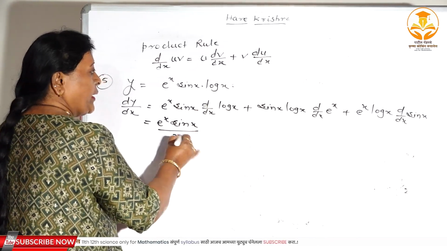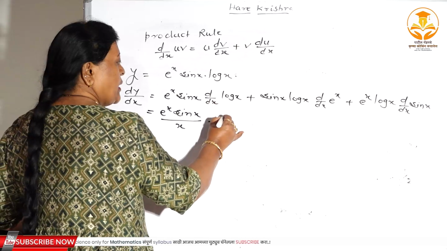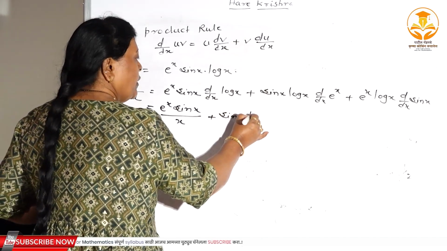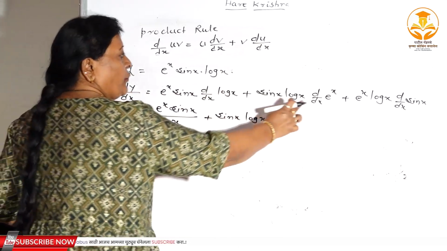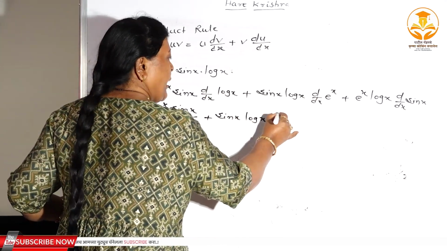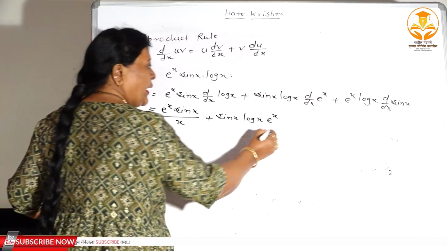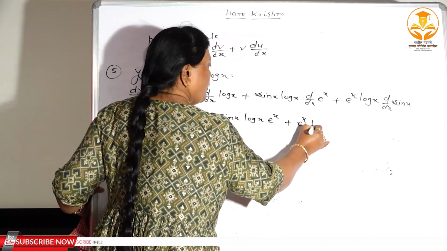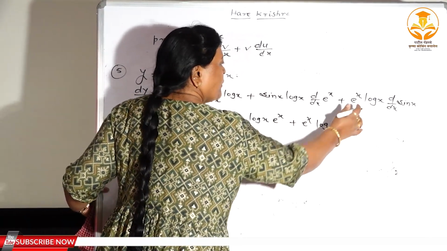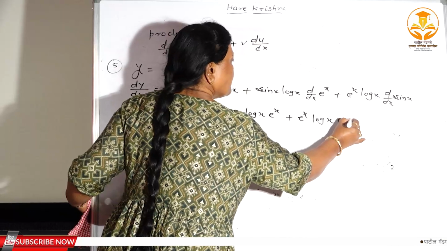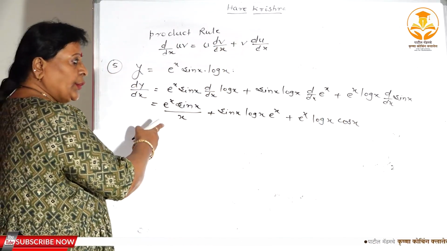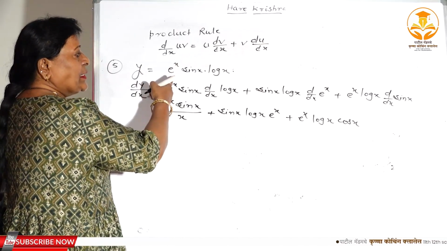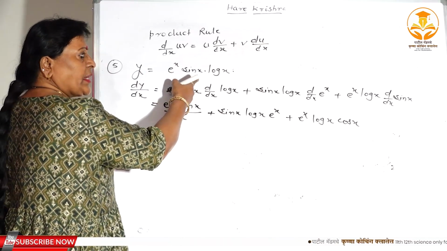That is equal to 1 by x, sin x log x remain as it is. What is the derivative of e to the power x? E to the power x, right? e raised to x, log x remain as it is, and what is the derivative of sin x? That is equal to cos x, isn't it? In this way you can do such a problem, that is when the three functions get multiplied.